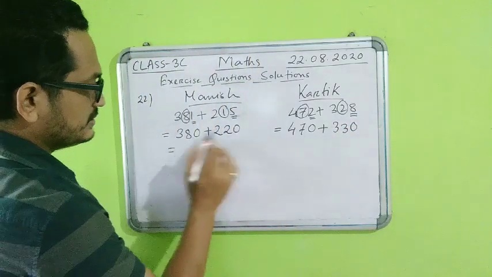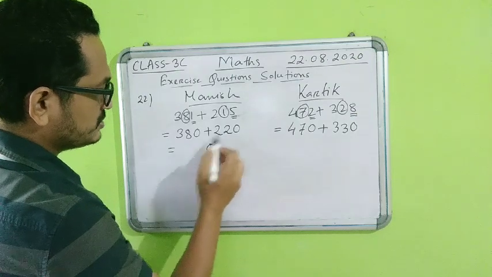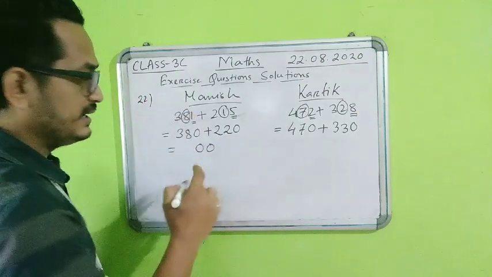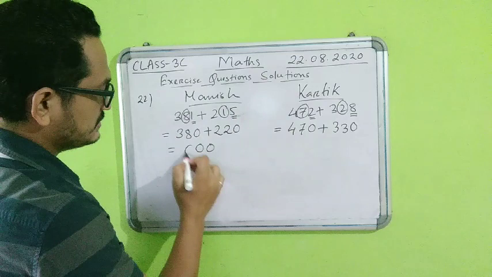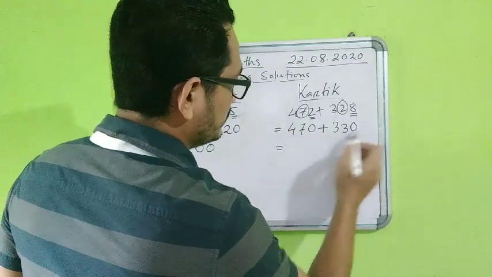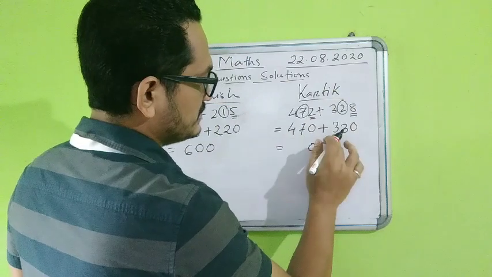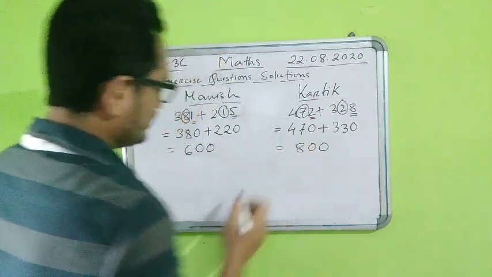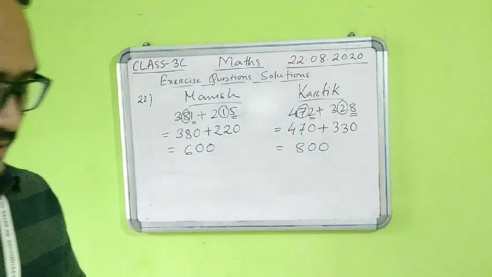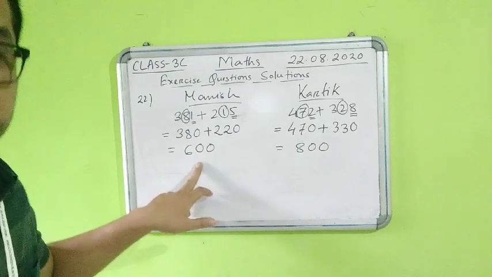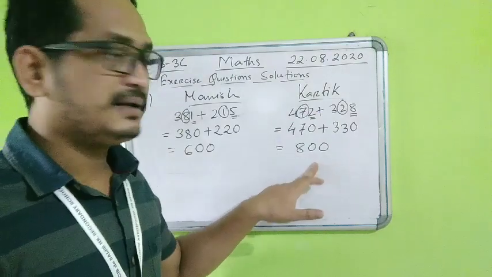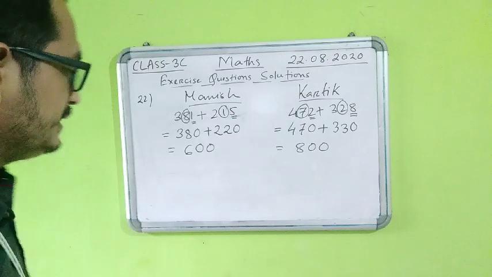Now 0 plus 0 it is 0, 8 plus 2 it is 10, 0, 1 in hand, 3 plus 2, 5 plus 1, 6, 600. And here 0 plus 0 it is 0, 7 plus 3 it is 10, 0, 1 in hand, 4 plus 3, 7 plus 1, 8. So we got both the values. Manish had total how many tickets? 600 and Kartik had how many? 800 tickets.